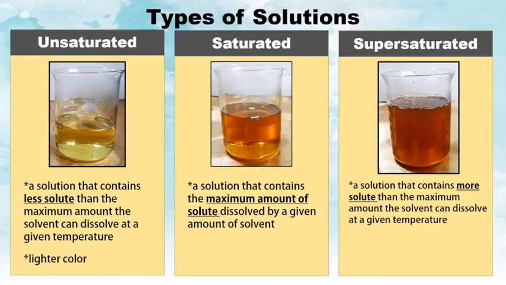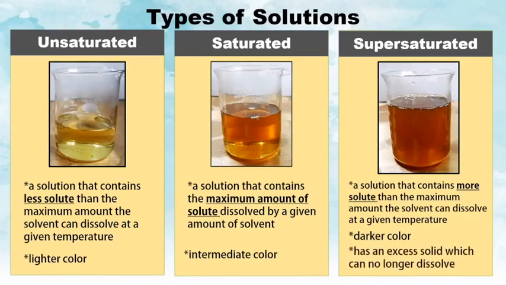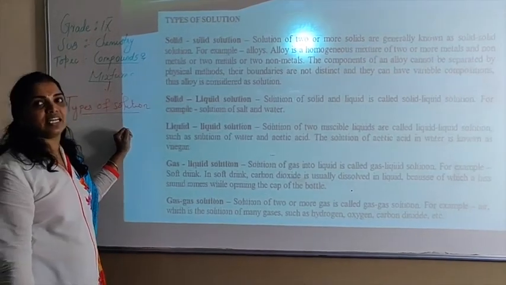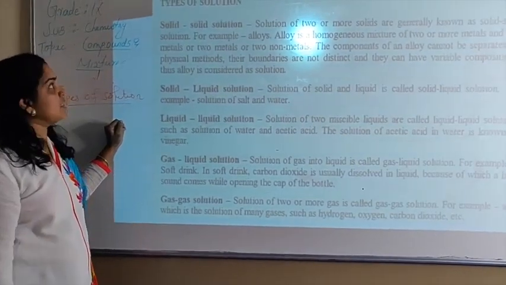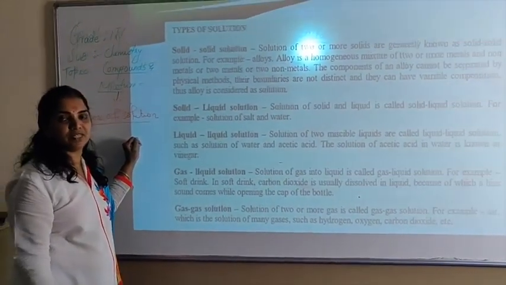The color of saturated solution, on the other hand, is intermediate between unsaturated and supersaturated solutions, while the color of supersaturated solution is darker than unsaturated and saturated solutions. Supersaturated solution has an excess solid which can no longer dissolve. Let us discuss the types of solution. There are 5 types based on the dispersed phase and dispersion medium.